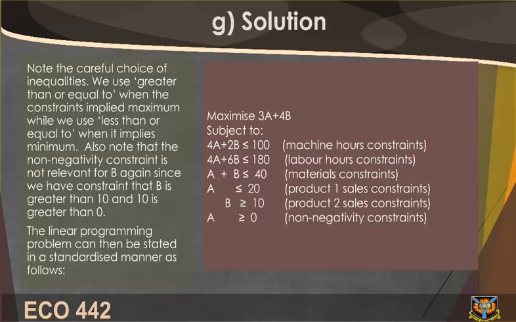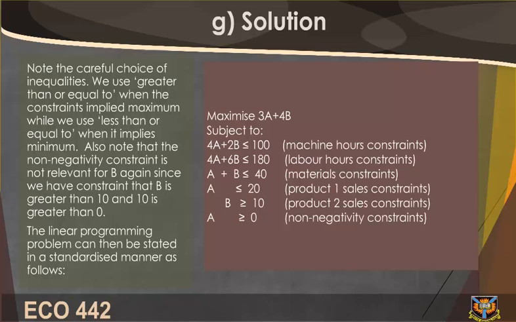Note the careful choice of inequalities. We use less than or equal to when the constraint implies maximum, while we use greater than or equal to when it implies minimum. Also, note that the non-negativity constraint is not relevant for B, since we have a constraint that B is greater than 10, and 10 is greater than 0.